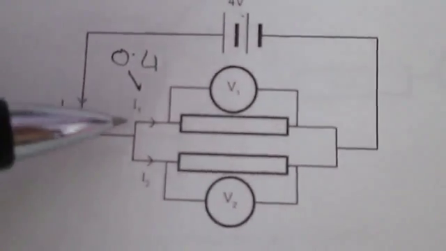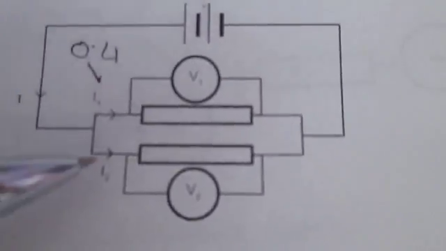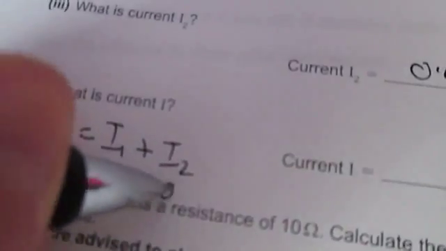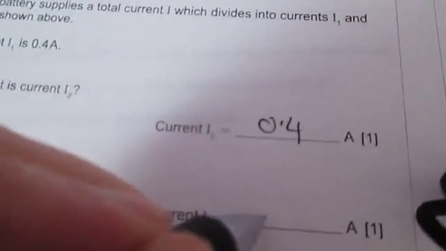Total current is equal to the sum of the current across these two branches. So I is equal to I1 plus I2. So if we know they're both the same, we have I is equal to 0.4 plus 0.4, which is equal to 0.8, and that's our answer.